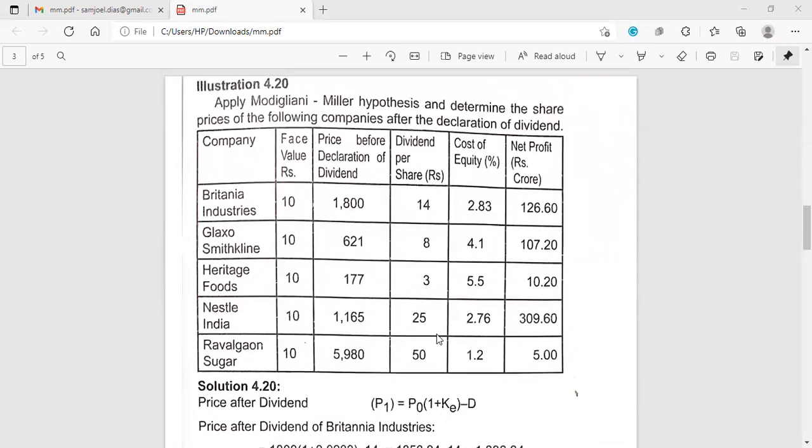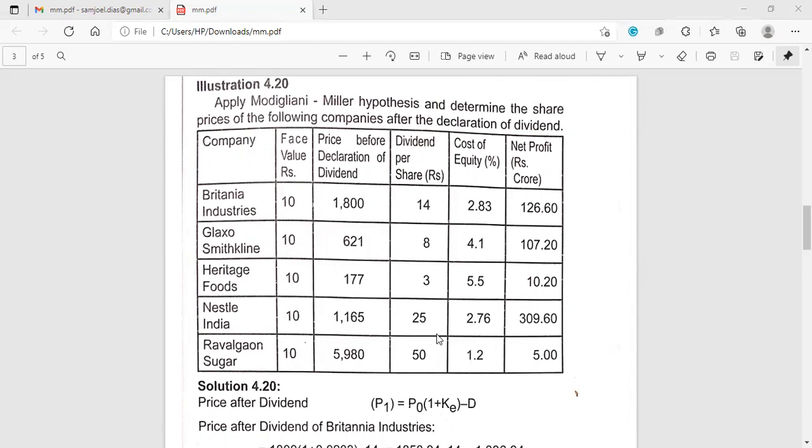Problem is like this. Apply Modigliani-Miller hypothesis and determine the share prices of the following companies after the declaration of dividend. Company Britannia Industries, face value rupees 10, price before declaration of dividend is 1800, dividend per share is 14, cost of equity is 2.83, net profit in crores 126.60.